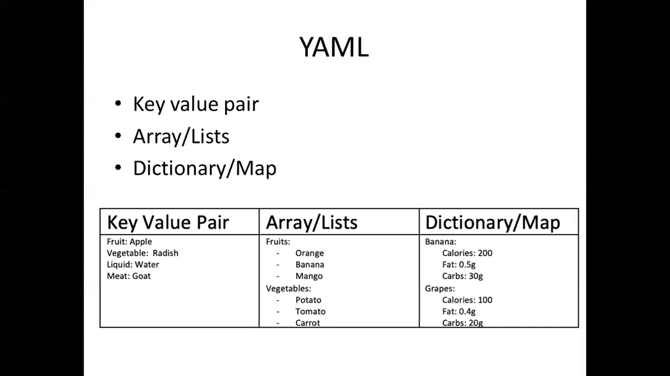Generally, YAML has some key components. One is the key value pair. For example, in this column, fruit is apple, vegetable is apple. So this is two components, a key and a value. Liquid is water, meat is goat, and all this stuff. This is one feature, the key value pair.